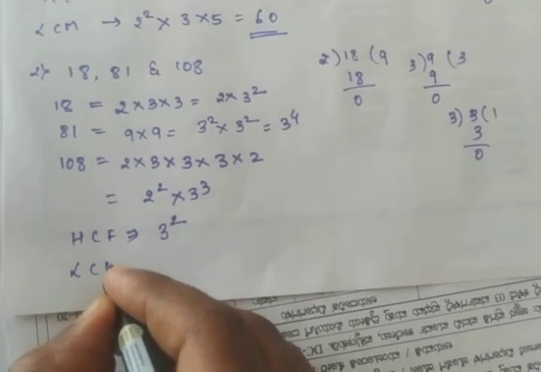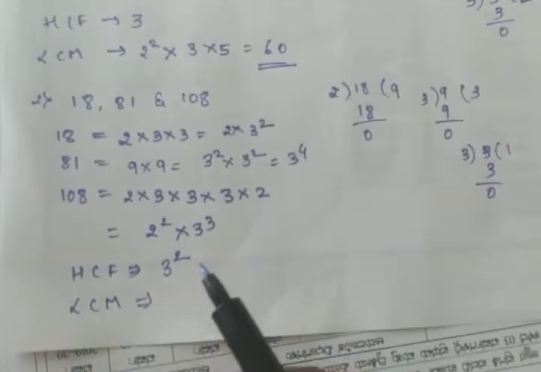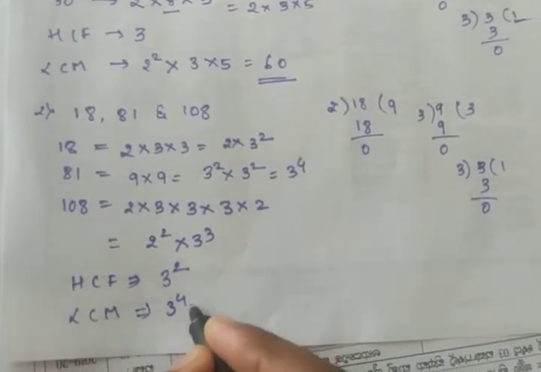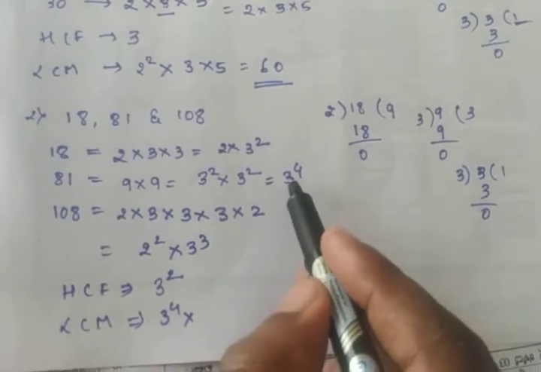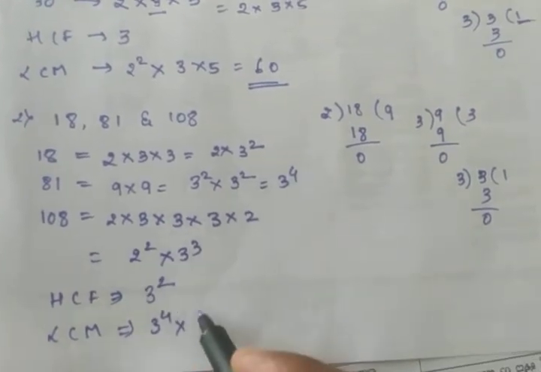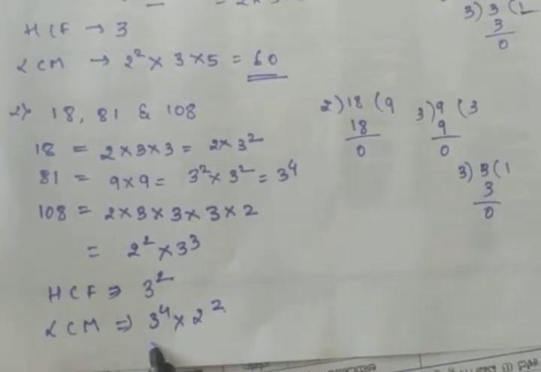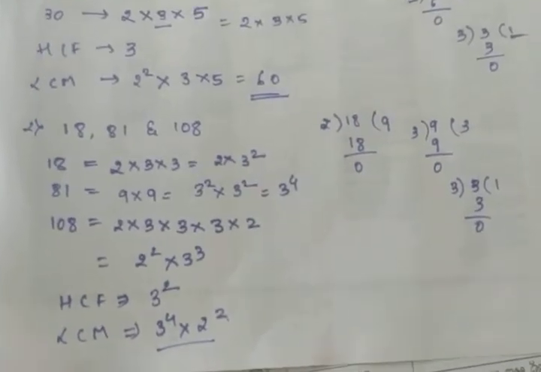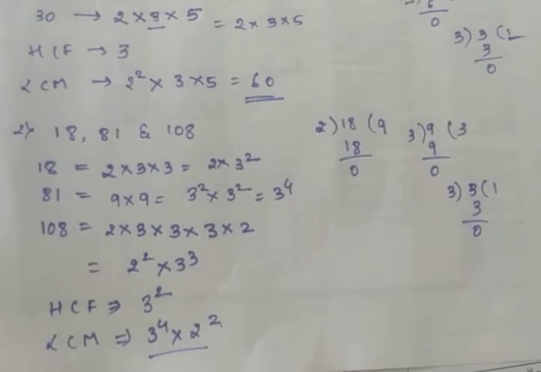Next, how to find the LCM? LCM is the highest power. The highest power here is 3 raised to 4, and the remaining is 2 square. This is the LCM of 18, 81 and 108.